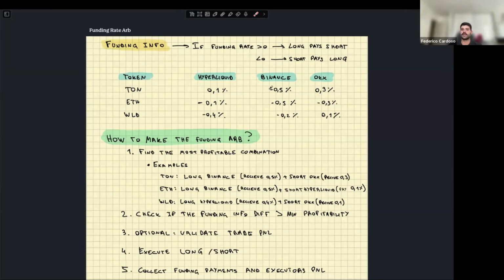So in this case, we would like to go short in Binance because we are going to get paid 0.5%, and we are going to go long on OKX since we are going to get paid also 0.3. So our revenue will be 0.8. That is a high level explanation of the funding rate strategy.